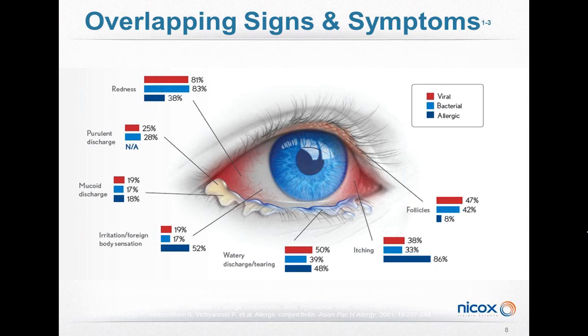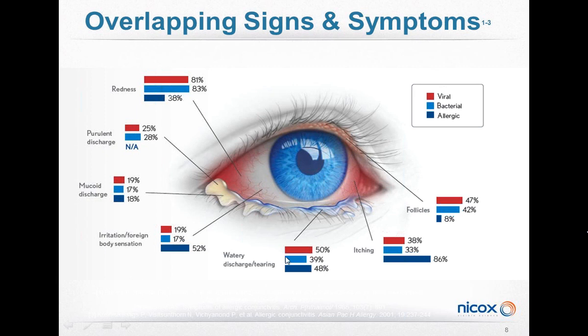If you look at the overlapping signs, redness, and if you look at blue, that's bacterial conjunctivitis, and red is viral. The level of injection is very close. Allergic is a lot less. It's more of a glossy eye. Discharge is also very similar. Mucoid discharge is similar for all three. Foreign body sensation, certainly higher for allergy, but the other two you wouldn't be able to differentiate.